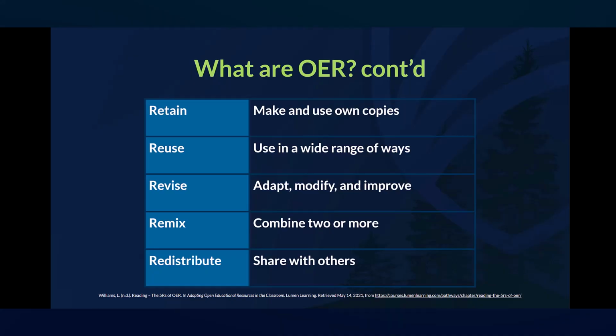An example could be translating the content into another language. Remix, the right to combine one open content item with another open content item to create something new. So you might incorporate chapters from multiple books into one book. And redistribute, the right to share copies of the content with others.